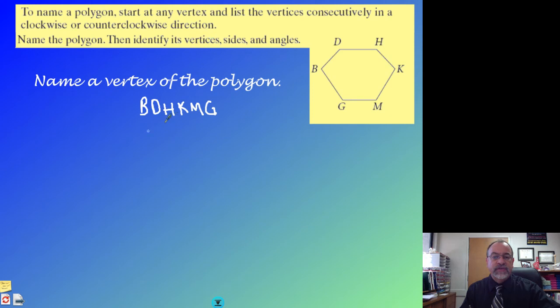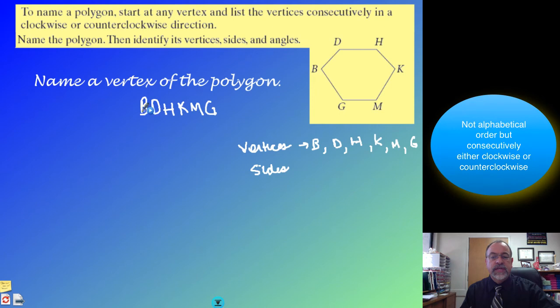So to identify the vertices, you would just simply list those. Let me label this, vertices would be B, D, H, K, M, and G. So those would be the vertices. Now what would be the sides? The nice thing about listing these in order is that every 2 consecutive letters make a side.